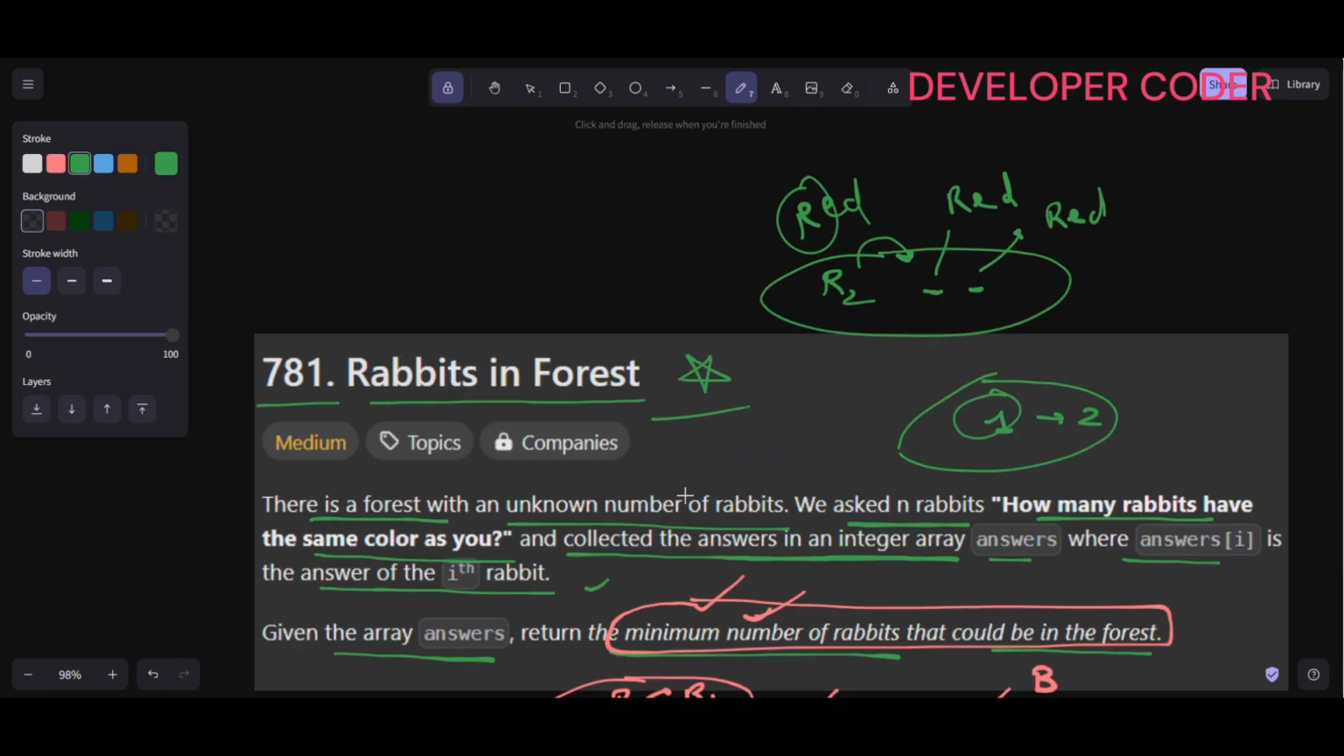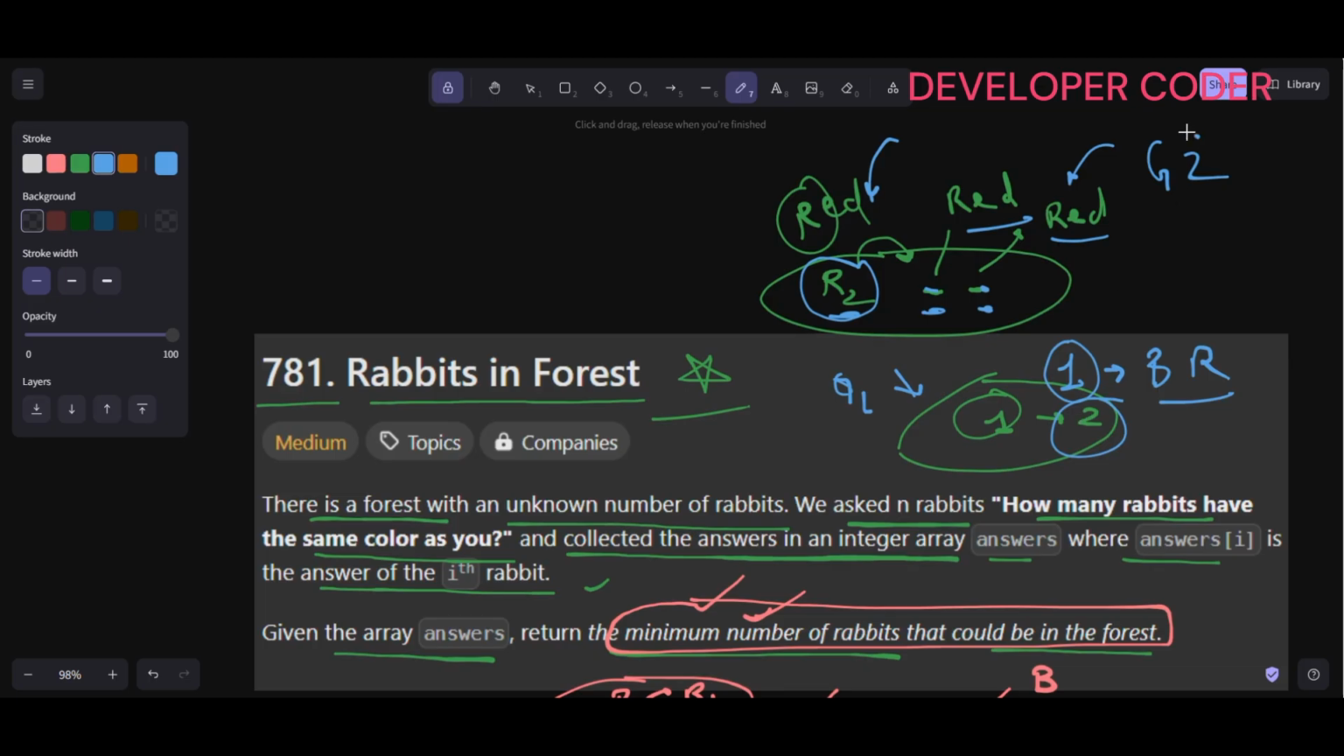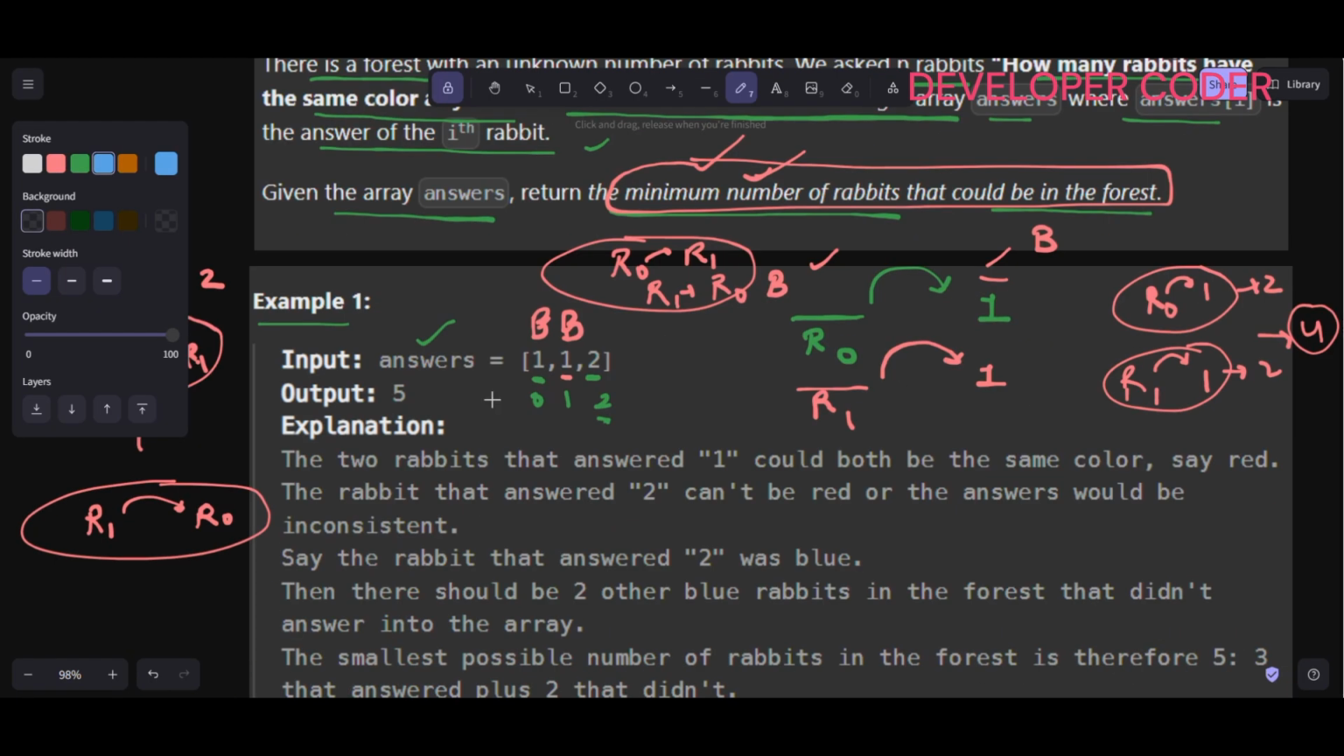Here, see, this is one group of blue color rabbits, and we have a total of 2. And here this is one more group, and in this we have three rabbits: this one himself, rabbit 2, and he is talking about the other two having the same color. So this is another group, group 2. This is my group 1, and in group 1 we have 2 rabbits, and in group 2 we have 3 rabbits. So in total 5.